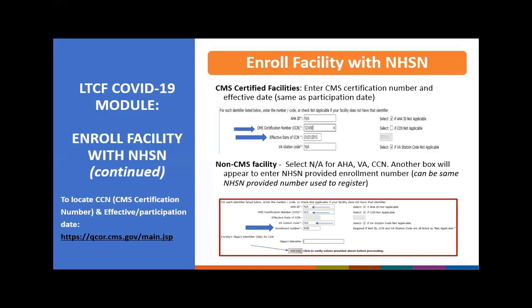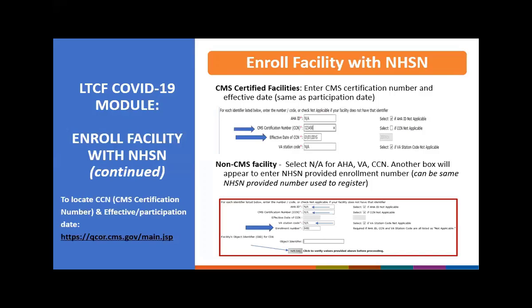Now, if for some reason you do not know your participation date or your effective date, that's okay. Go ahead and enter the date that you are enrolling your facility. The reason that the effective date is so important is because facilities that have reporting mandates, for example, hospitals, the effective date is important because if your CCN number changes, then maybe the reporting mandates change, but we have to keep that updated so that we know what data has to be submitted to CMS.